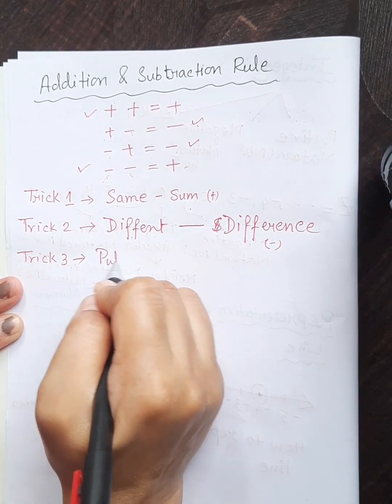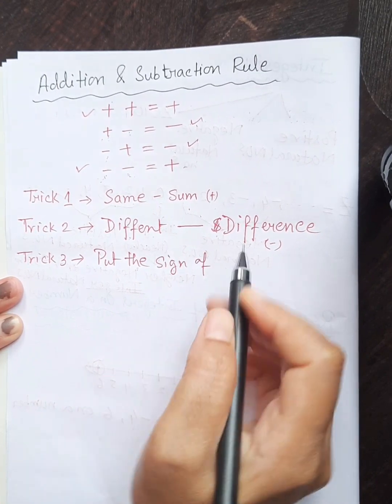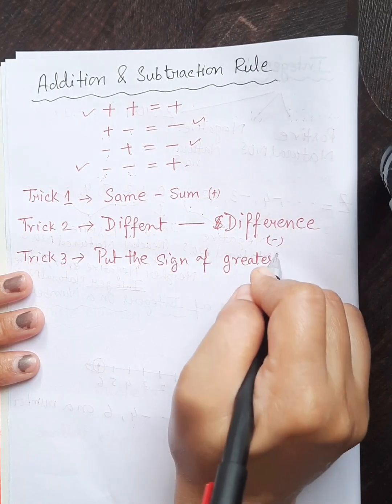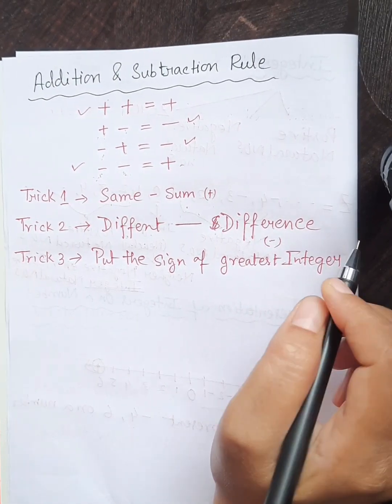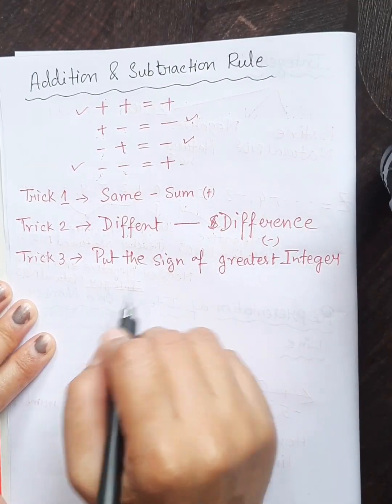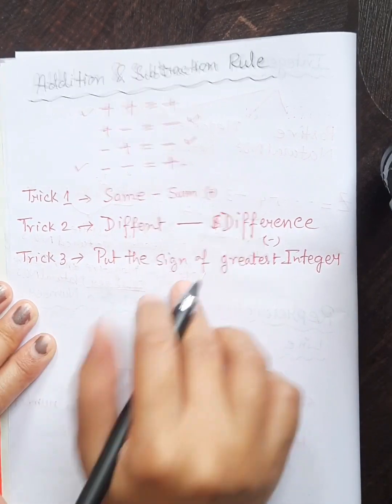And trick number 3, put the sign of the greatest integer. That means, let's take an example. After that we can very easily understand trick number 3.